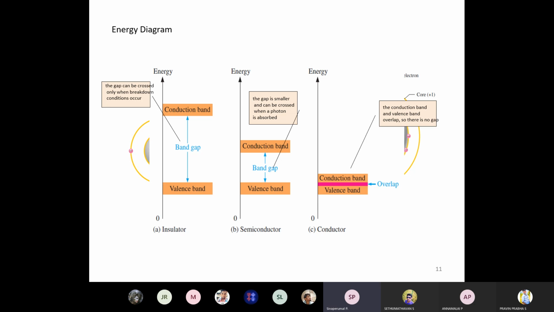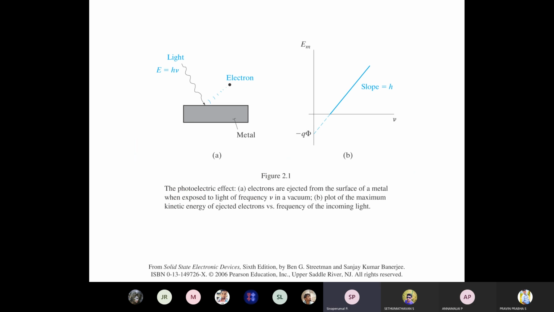That should be the explanation given. Now consider a metal: how the electrons in the metal move from one position to another depends on the energy level, so based on the energy level you have to represent some equations. Here I have taken some examples from the book Solid State Electronic Devices, 6th edition, by Streetman and Sanjay Kumar Banerjee. Based on that book, I will represent the equations.